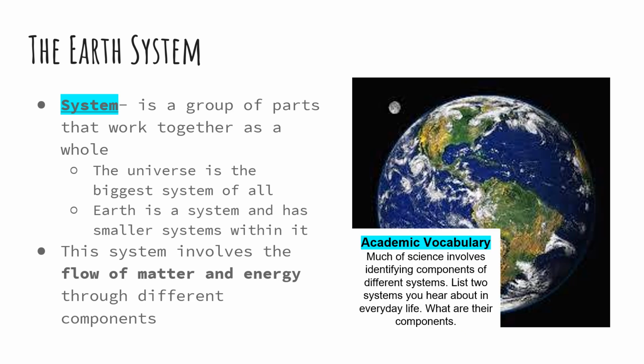Academic vocabulary. So system is one of our academic vocabulary words. Much of science involves identifying components of different systems. You need to list 2 systems you hear about in everyday life. What are their components? So you should go ahead and do that under academic vocabulary in your textbook.